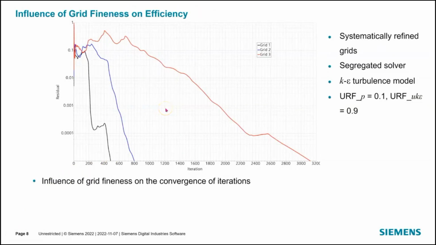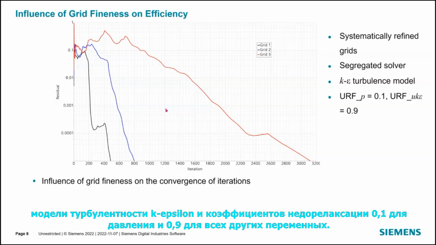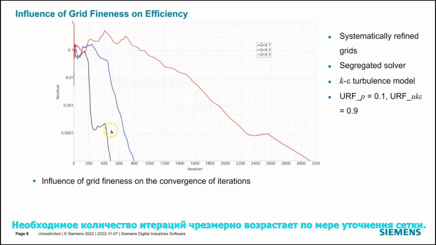This plot shows the influence of grid fineness on the convergence of iterations when computing the flow on systematically refined grids using the segregated flow solver, k-epsilon turbulence model, and under-relaxation factors 0.1 for pressure and 0.9 for all other variables. The required number of iterations increases over-proportionally as the grid is refined.